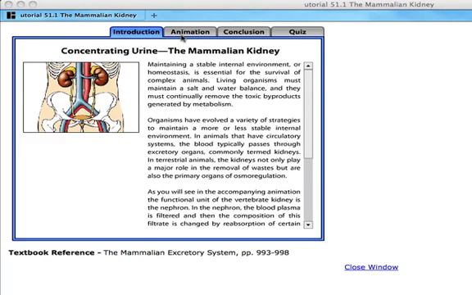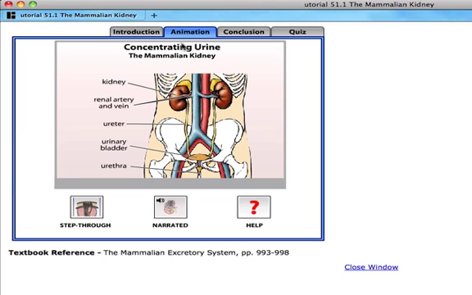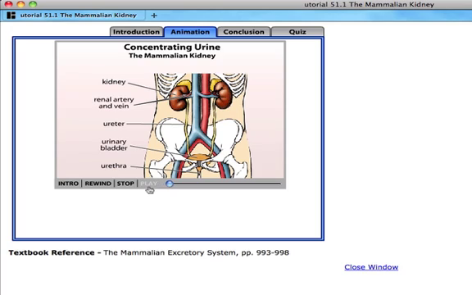Hi everyone, today I'm gonna show you a video regarding the countercurrent multiplier system in the kidney. This video is very helpful for you to understand how the kidney maintains homeostasis and produces hypertonic urine. You can go to animations and the video can begin.